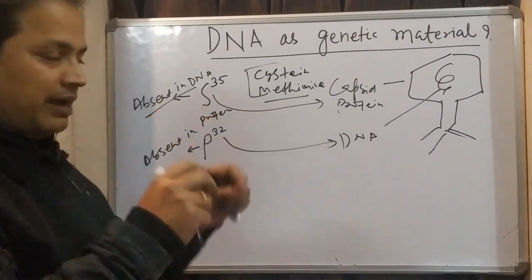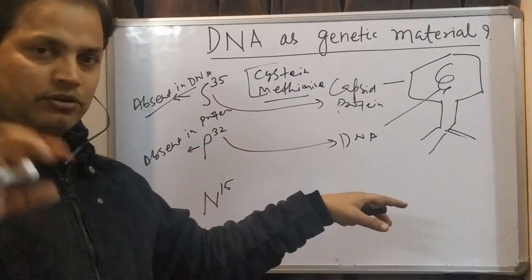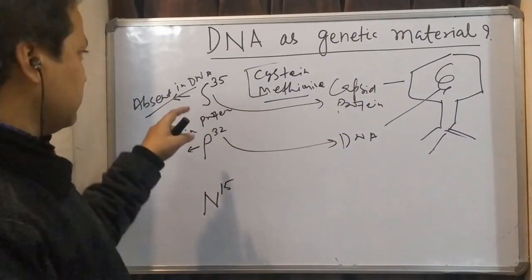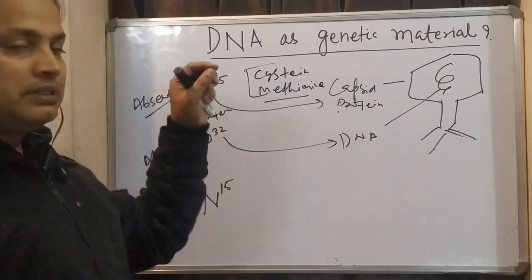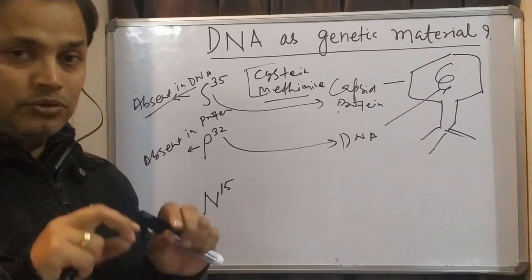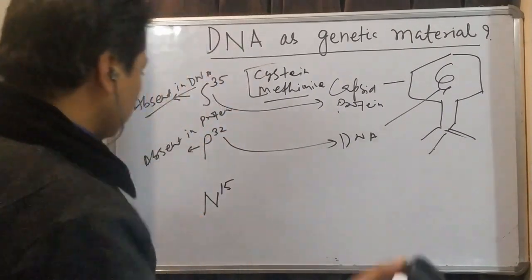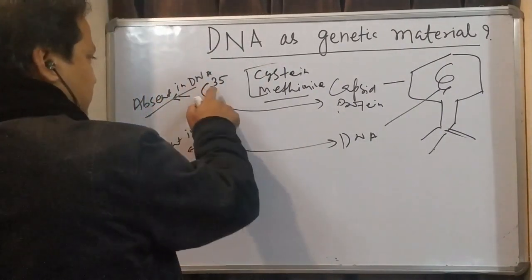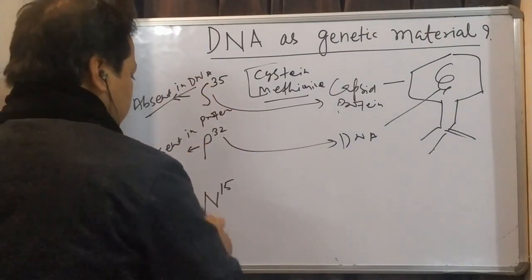So they have to segregate whether it is DNA or protein. That's why they have selected two different components which are present either in the DNA or in the proteins, not in both. So you should understand why they have selected sulfur and phosphorus, not nitrogen.